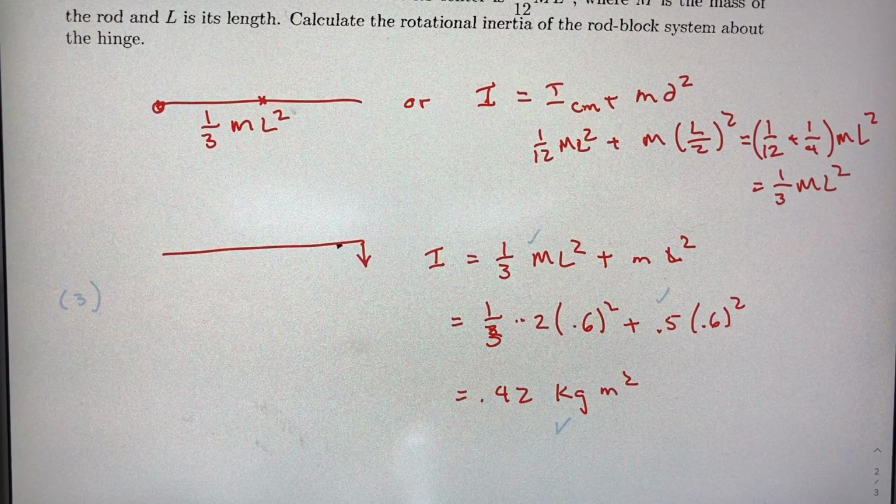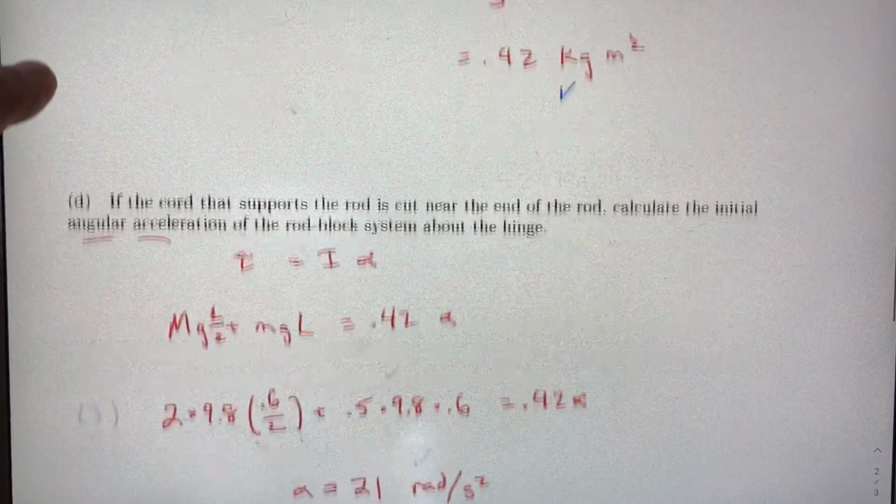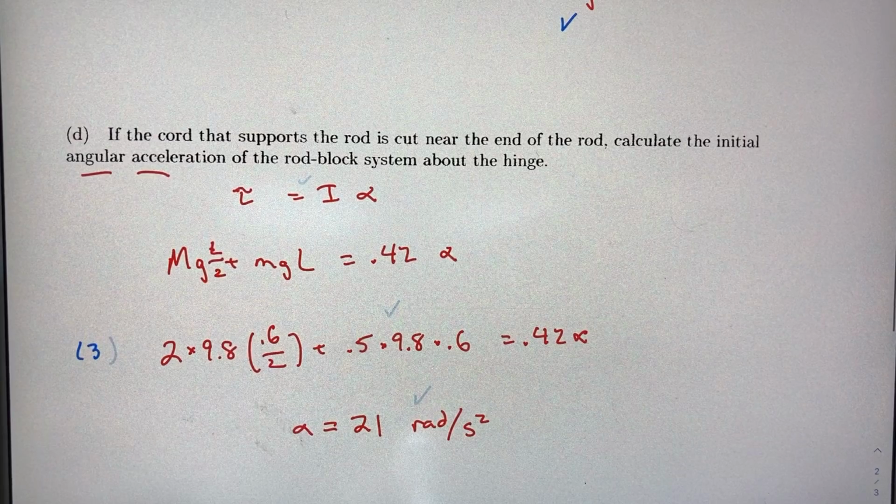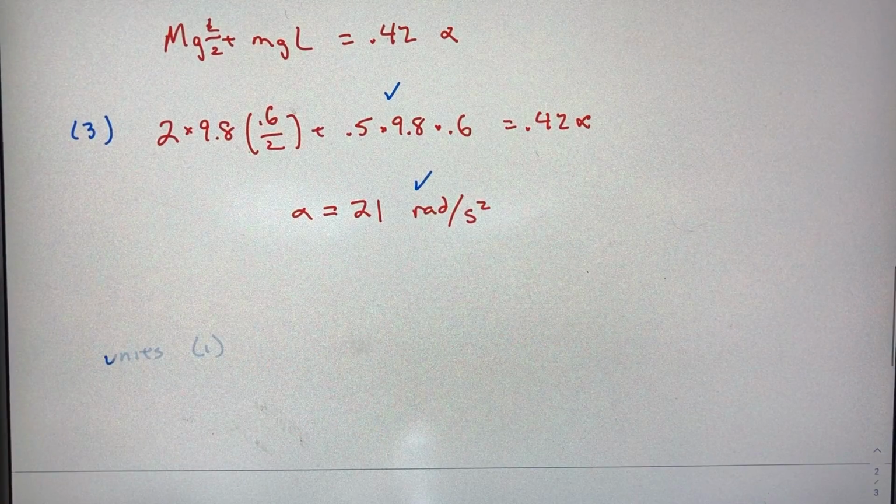This next section is 3 points. One for the 1/3 ml squared, 1 point for remembering the extra, and 1 point for the final answer. This is 3 points. 1 point for balancing torques, 1 point for stating the balance, 1 point for finding alpha. And then there's a point for units.